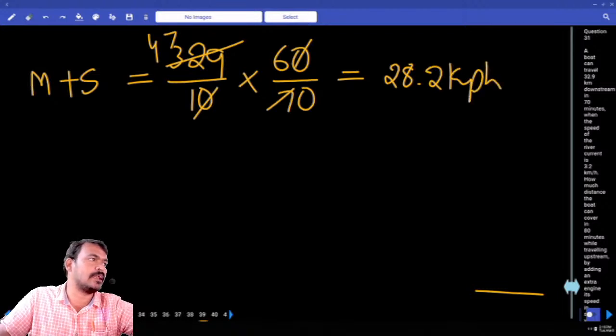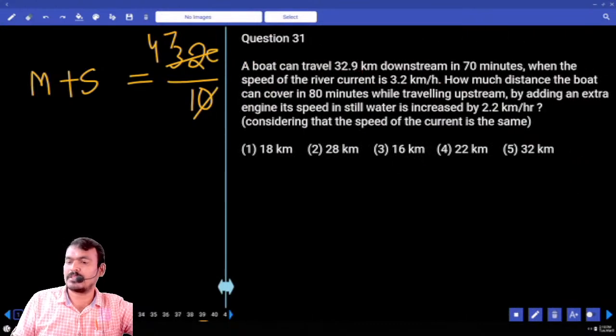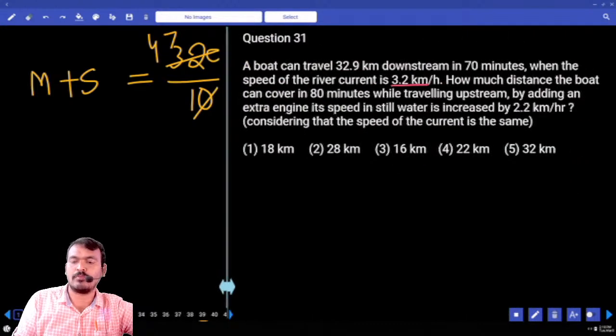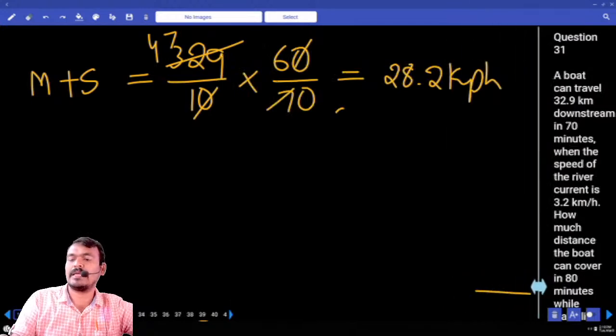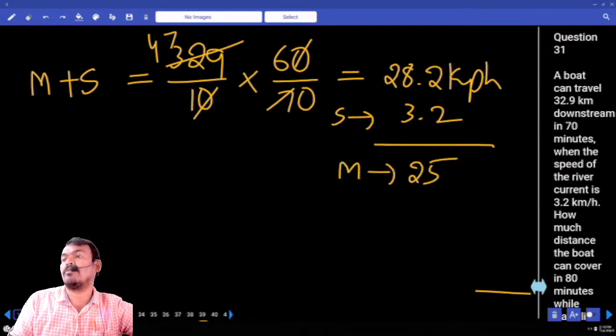It is M plus S. In that, the speed of the stream is given as 3.2 kilometers per hour. So S value is 3.2. S value 3.2 means then M value is 25. M value is 25.